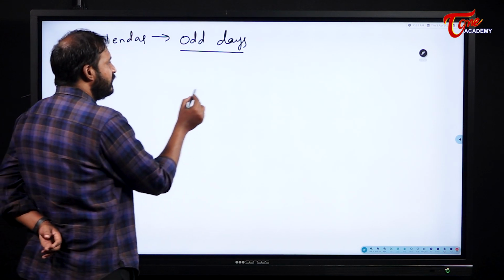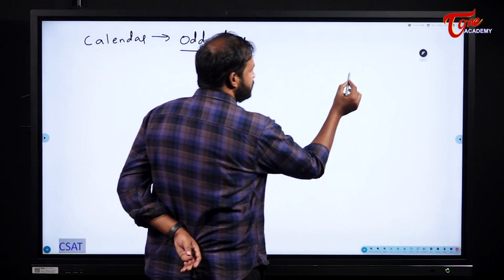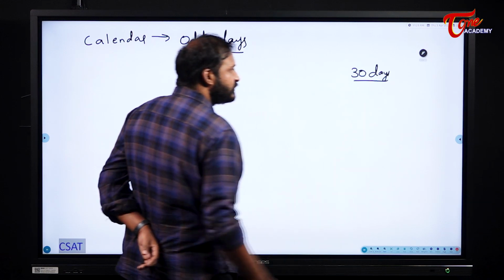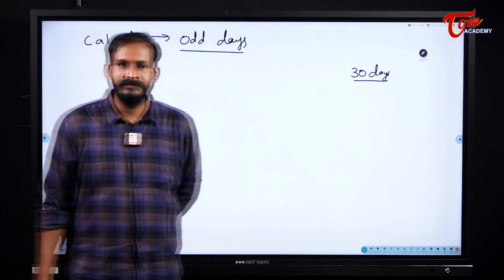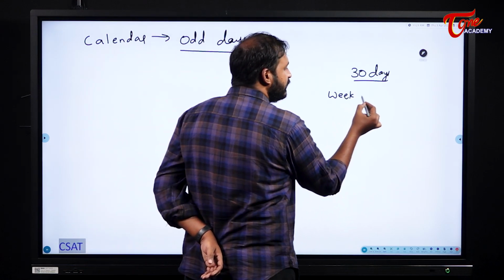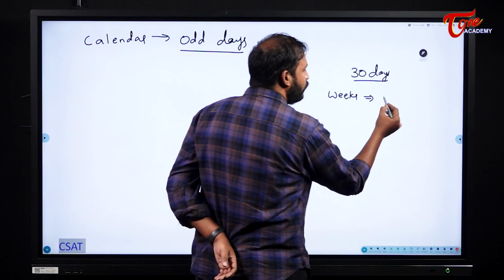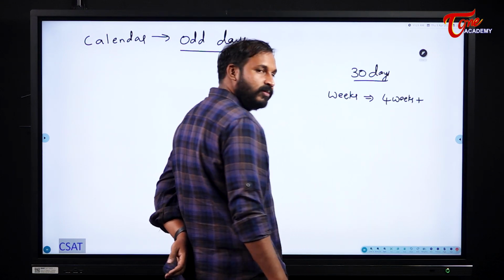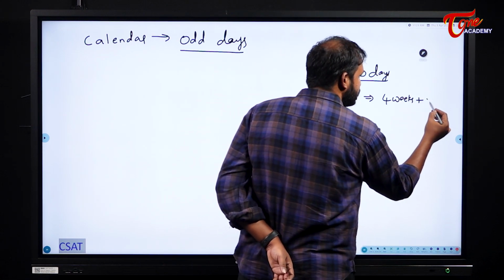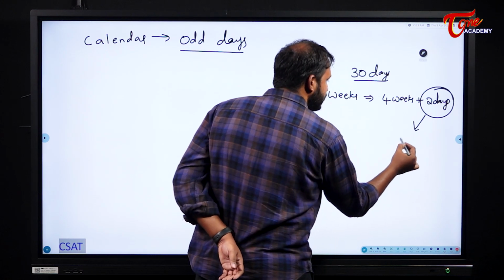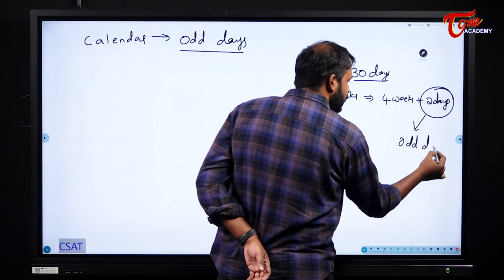Odd days are nothing but, if you arrange the given number of days, for example, if I have given you 30 days, how many weeks can you arrange in these 30 days? You can arrange 4 weeks, and you will be left with how many more days? 2 days. These 2 days are called odd days.